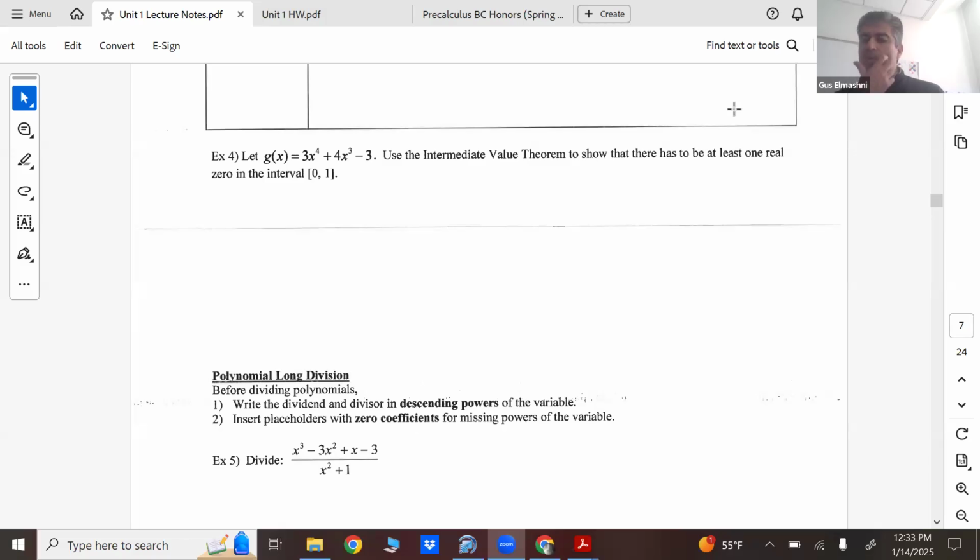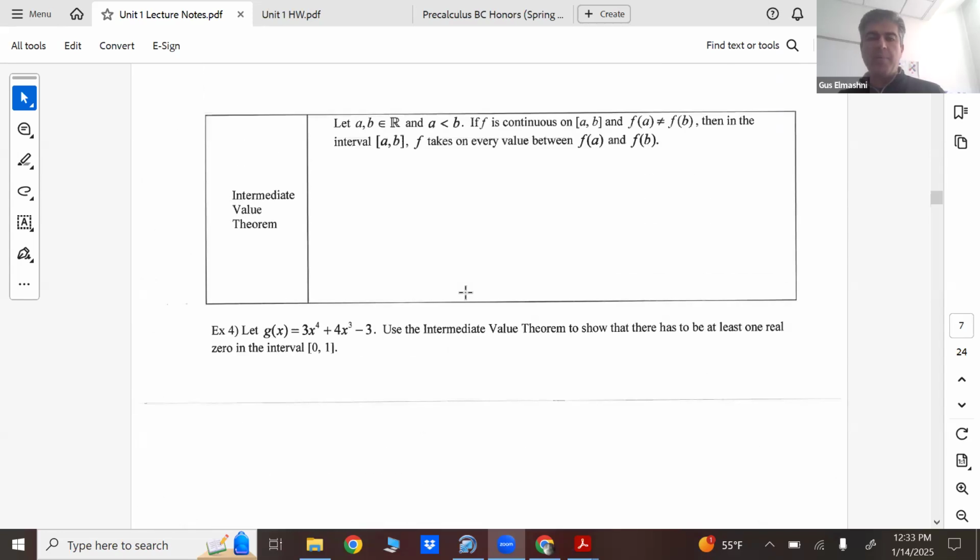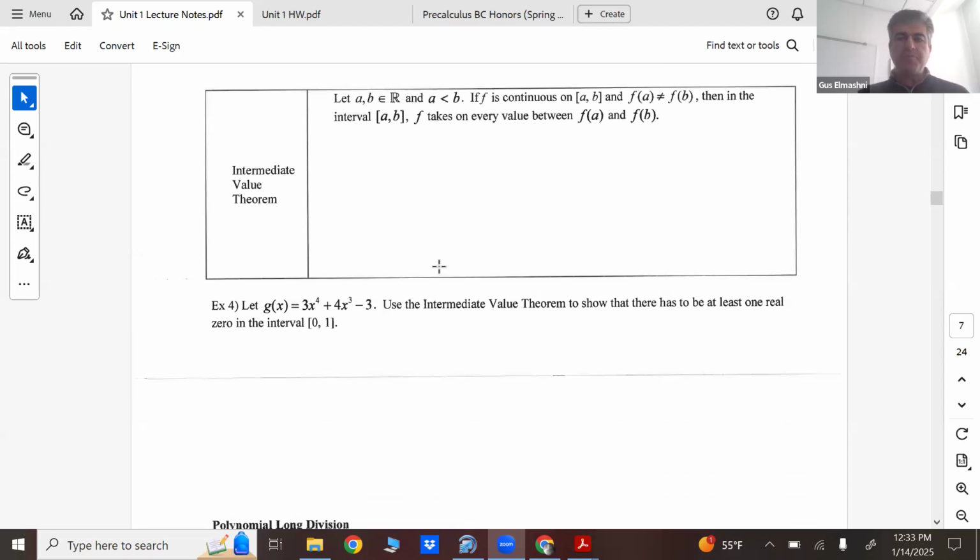Perfect. Okay. There's something called the intermediate value theorem. Let me explain what that means. You guys, or actually David, you asked yesterday about what this little e thing means.